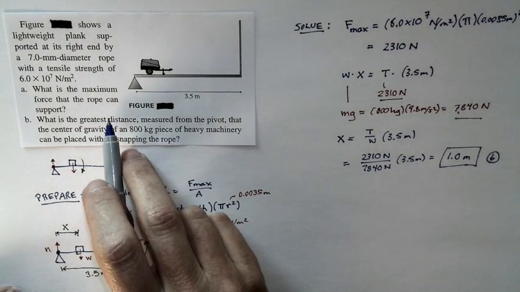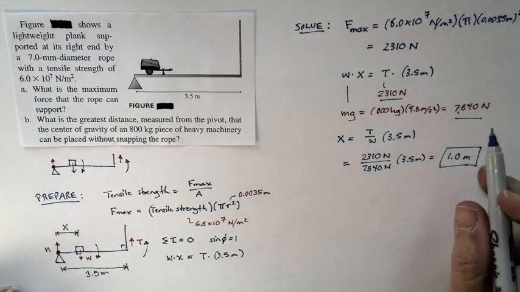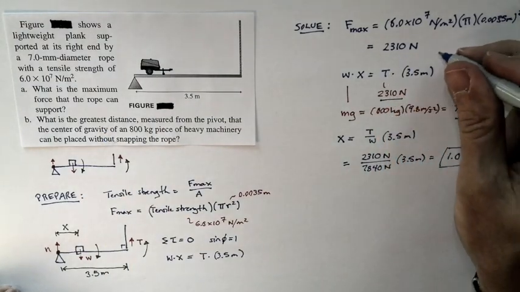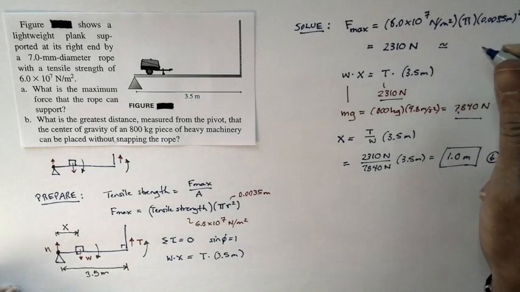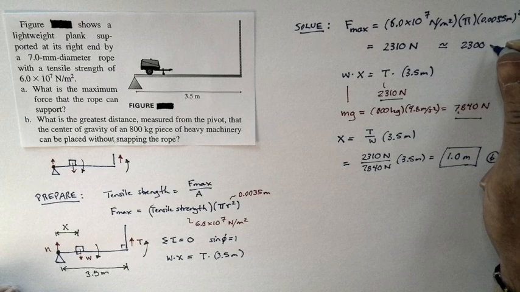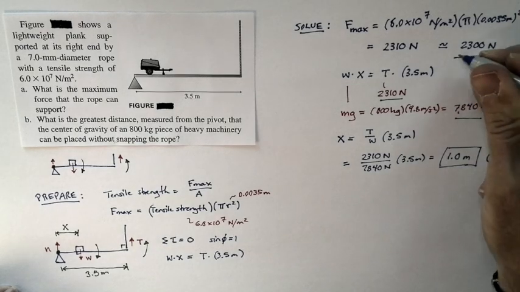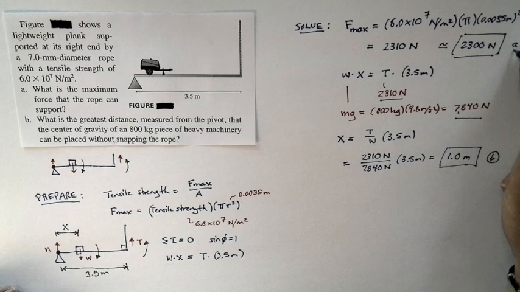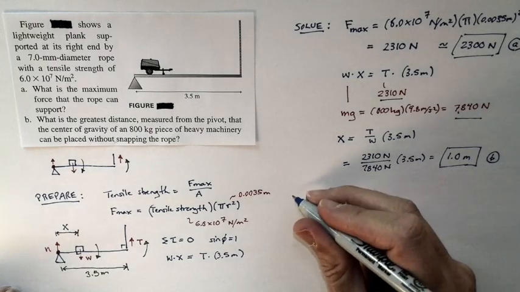Now, the answer to part A is the maximum force the rope can support. We calculated that up here to be 2,310 newtons. But if we're going to report this, we want to round it to two significant figures because it's a two significant figure problem. So we round this to 2,300 newtons for reporting our result. That's the answer to part A.